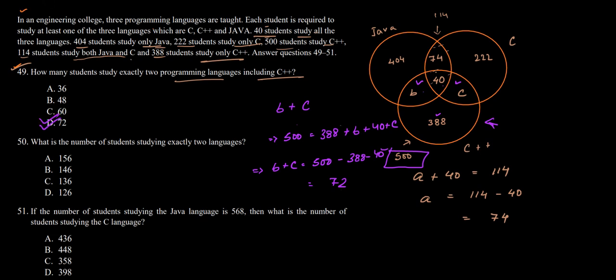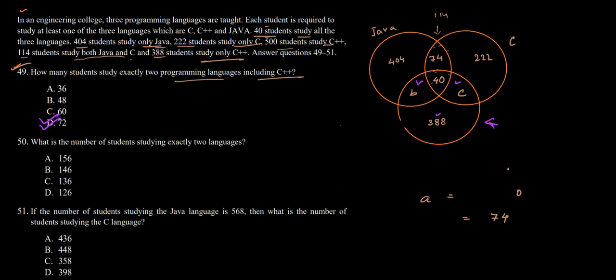So moving on to the next question, which is question number 50. You can see in question 50 that it says, what is the number of students studying exactly two languages? So exactly two languages means our A part, which is 74, B and C. So these three are the parts with exactly two languages which students are studying.